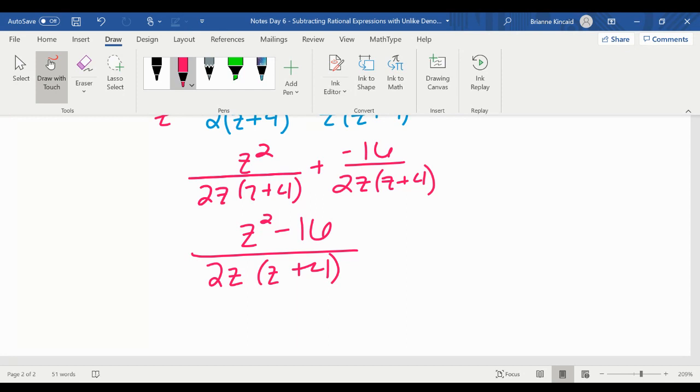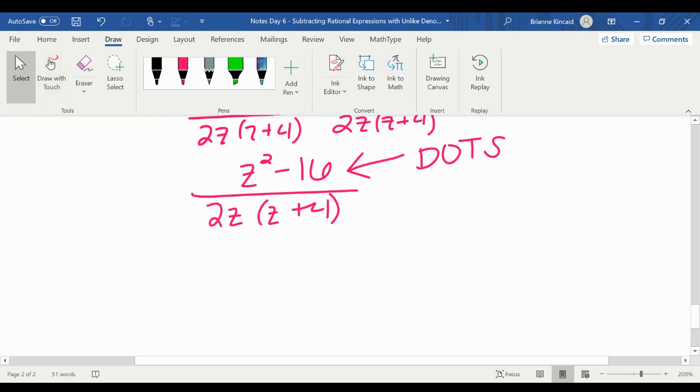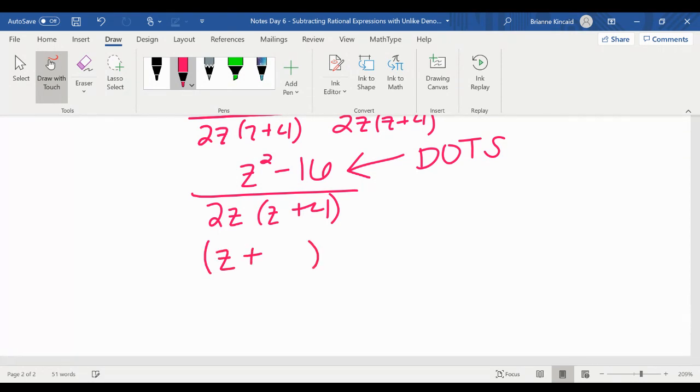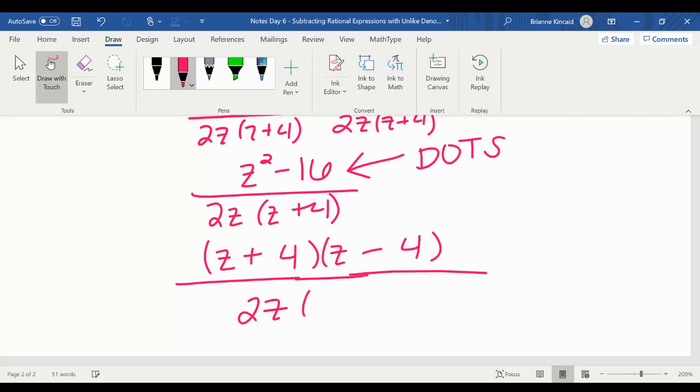And then I factor where I can. You can factor this numerator by the difference of two squares. That's because z squared and 16 are both perfect squares, and you have subtraction between them. So remember, two sets of parentheses, one with a plus and one with a minus. To get to z squared, I square z, that's why it comes first. And to get to 16, I square 4, so that's why 4 goes second, all over 2z times z plus 4.